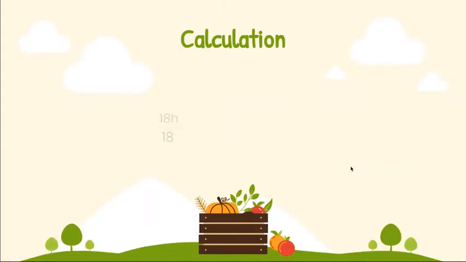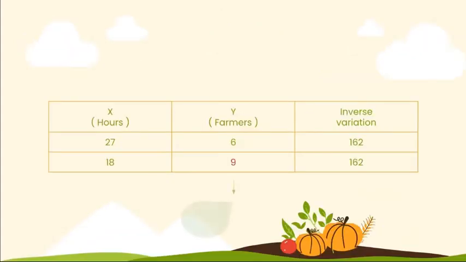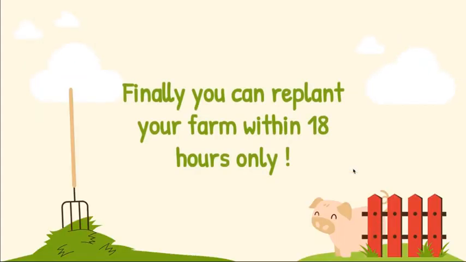Calculation. Step 1. Divide 18 hours over 18, which will be cancelled. Step 2. Divide the inverse variation over 18 hours, which will equal 9 farmers. Final table. Now as you can see, we have 9 farmers to replant the farm within 18 hours. To be sure, 18 multiplied by 9 equals 162. Finally, you can replant your farm within 18 hours only.